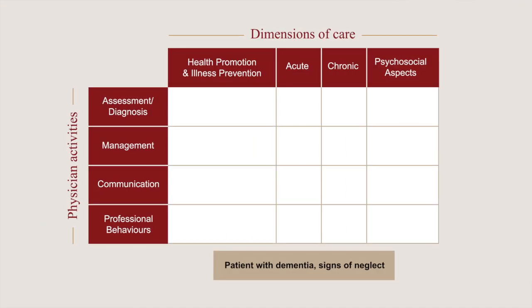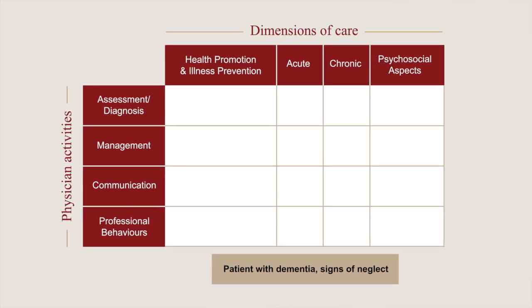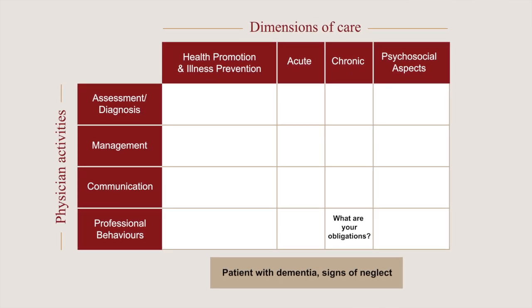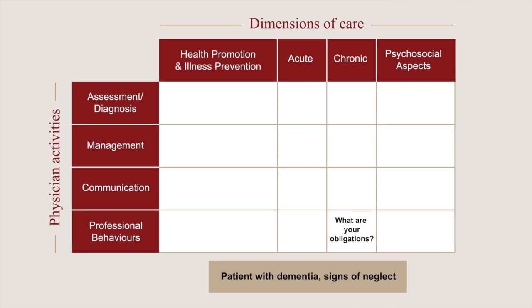Let's take dementia as another example of an MCC objective. A scenario could be presented of a patient with dementia presenting with signs and symptoms of neglect. You could be asked about your obligations as a physician. This would fall under professional behavior and chronic care.